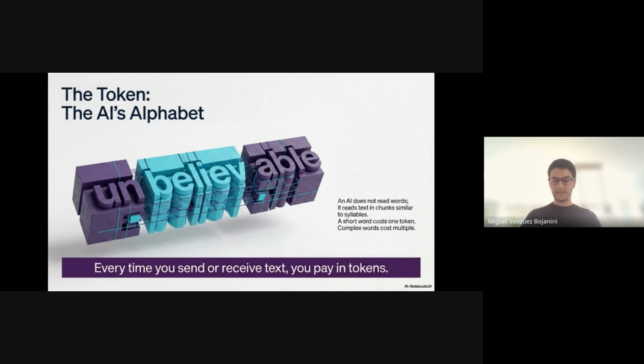Like Wanda said, about 75 words are approximately 100 tokens. It is not a direct relation, but it's related to words.